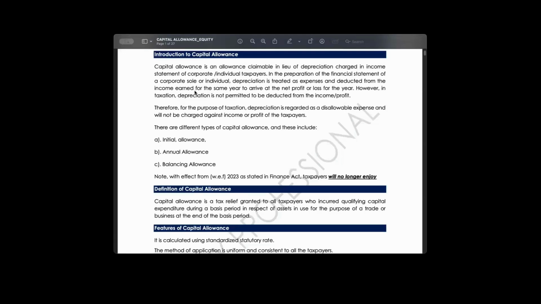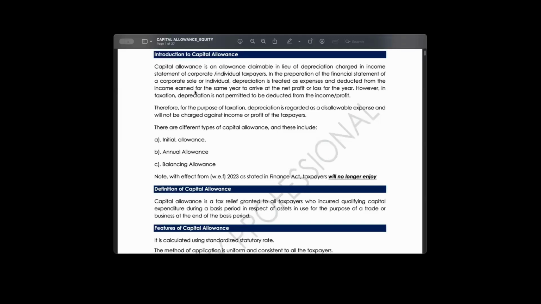Before we move on, basically, there are two types of capital allowance. The first one is the initial allowance, and the second one is the annual allowance. I'll say that again. The first one is the initial allowance, and the second one is the annual allowance. The third one that you see there is as a result of disposal. When an asset is disposed, the company either makes profit on disposal or loss on disposal. So balancing allowance is more or less like a loss on disposal.